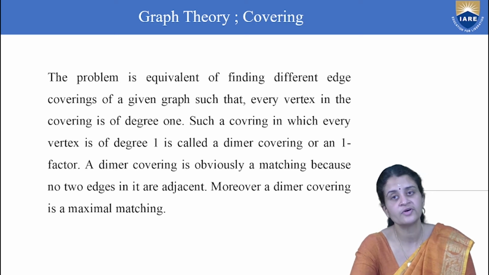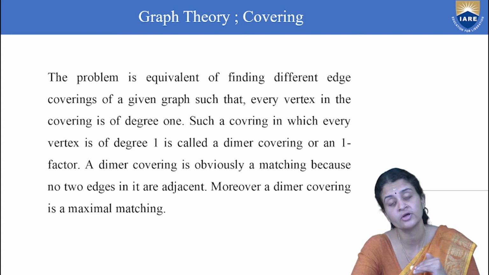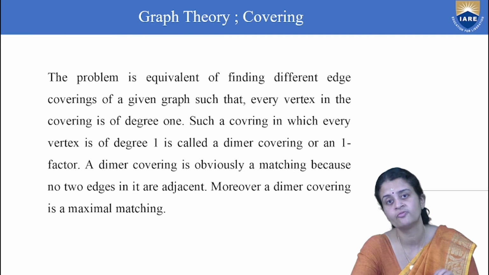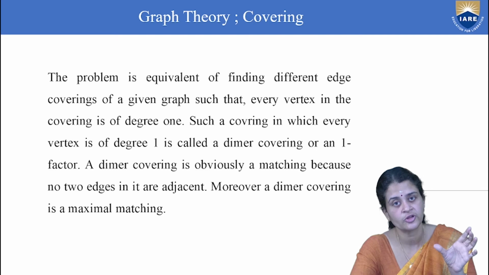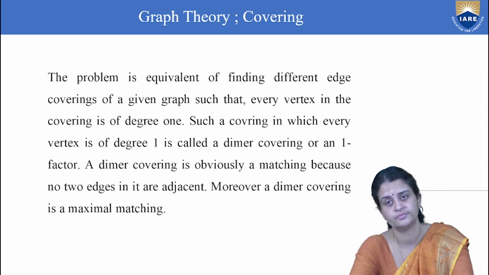Such a covering in which every vertex is of degree 1 is called a dimer covering, or a 1-factor. A dimer covering is obviously a matching, because every vertex is of degree 1. That means no two edges are adjacent, so it is a matching. What is the concept of matching? A subset of edges of which no two are adjacent. So it is a matching. Moreover, a dimer covering is also a maximal matching.